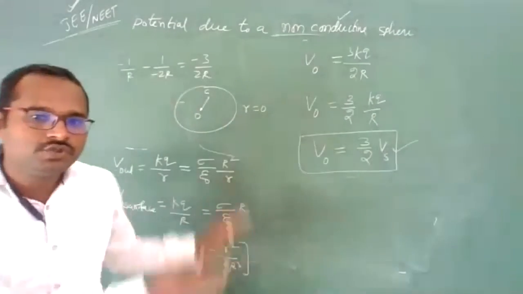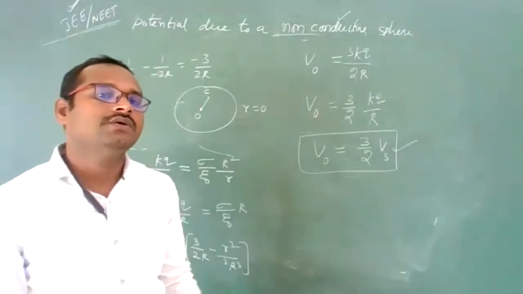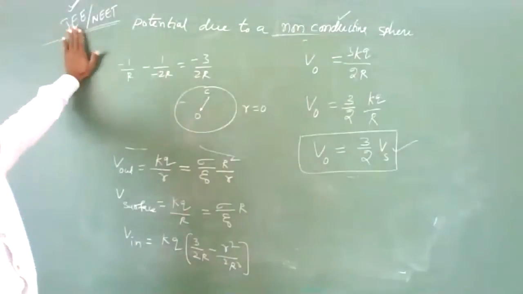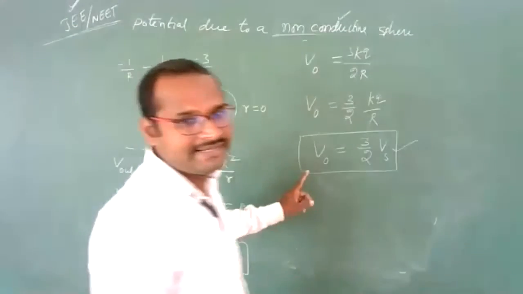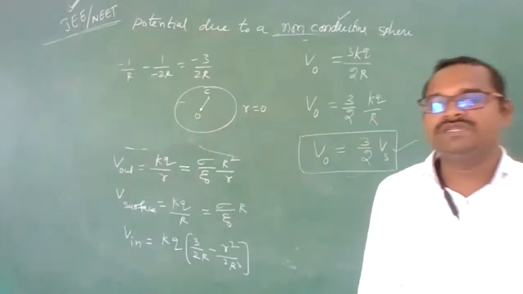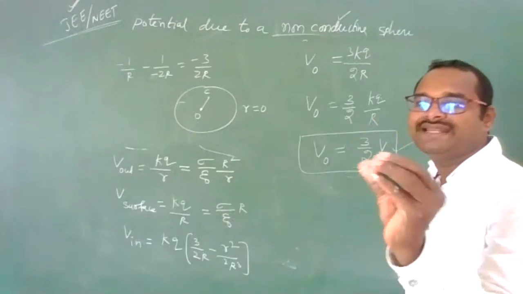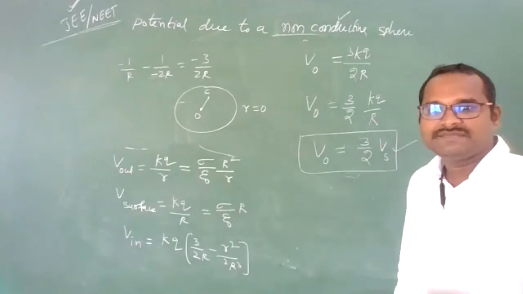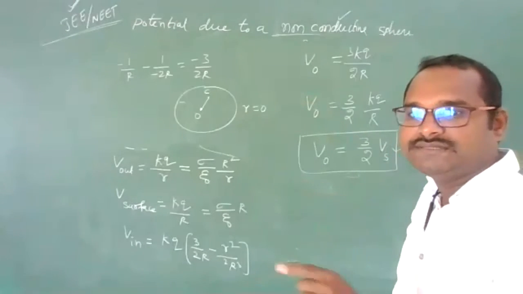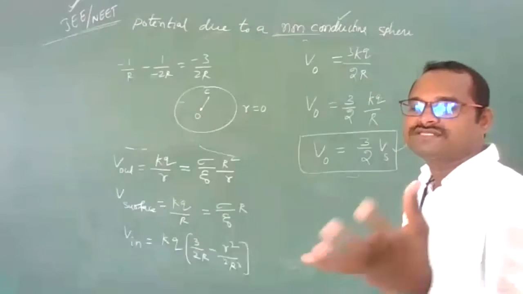The same story repeats in gravitation also. Once you see that material, JEE students, you will get one idea. Only the thing is, in the place of Q, you will get M, mass. And in the place of K, you will get capital G, the universal gravitation constant. That's it.